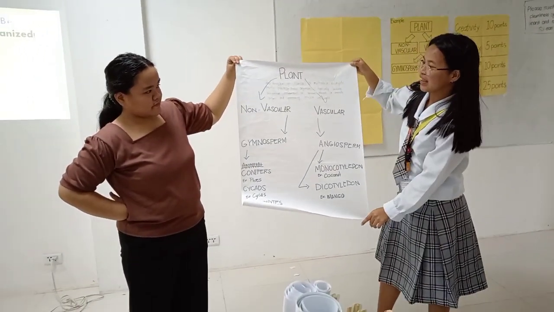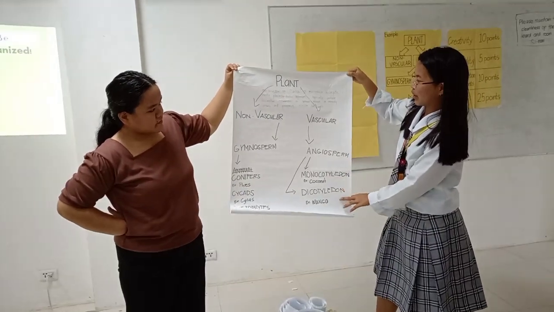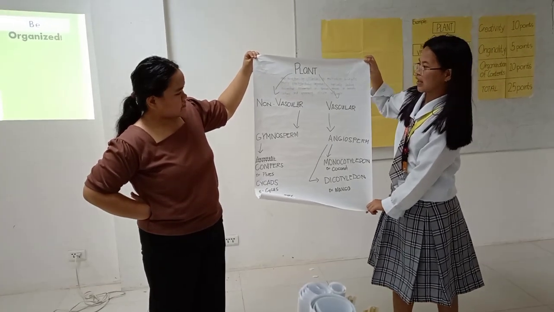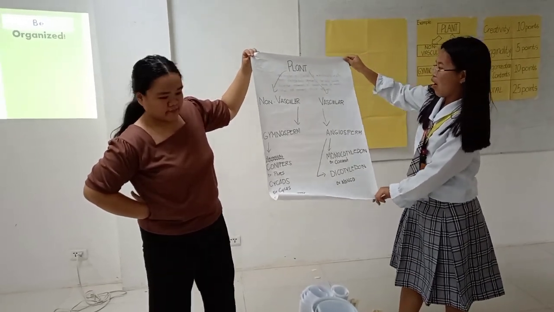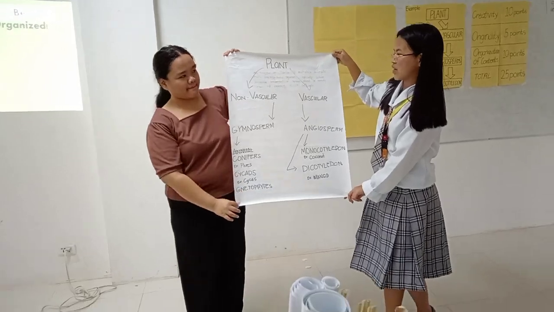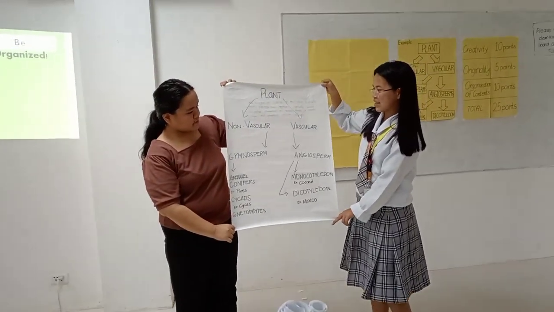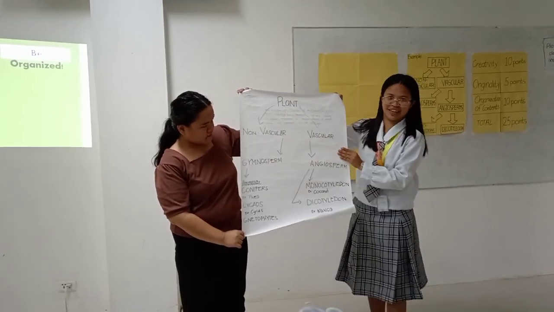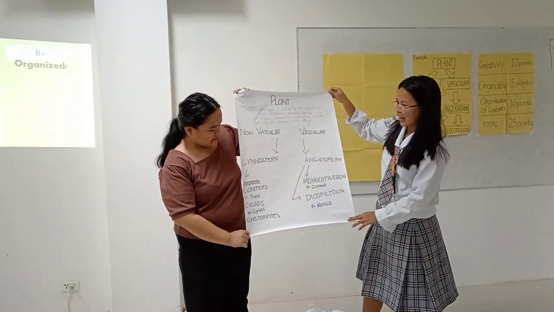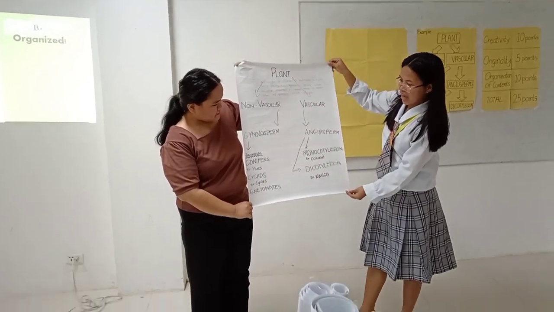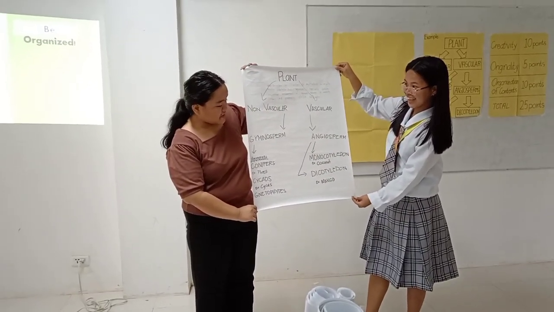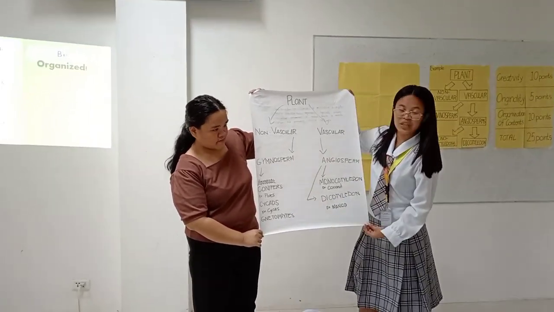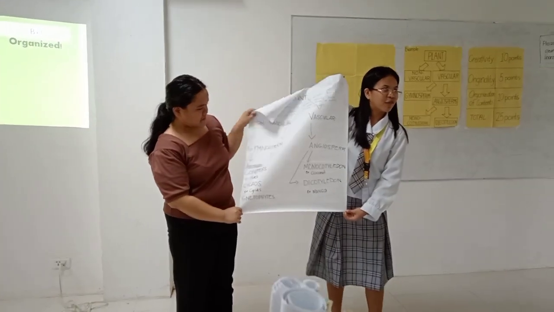Plant is a kingdom of multicellular eukaryotic, mostly photosynthetic organisms, typically lacking locomotive movement or obvious nervous or sensory organs and possessing cellulose cell walls. This is classified into non-vascular and vascular. And non-vascular is classified into gymnosperms, which is non-fruit-bearing.